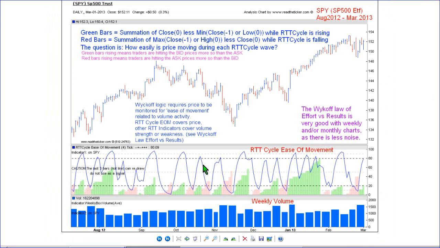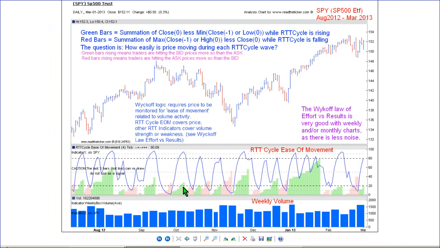This is the indicator down here, and RTT members will know the RTT Cycle indicator, which is the blue line. I've just added to it the green and red bars. The green bars resemble price moving up during an upswing. Red bars resemble price moving down during a downswing.